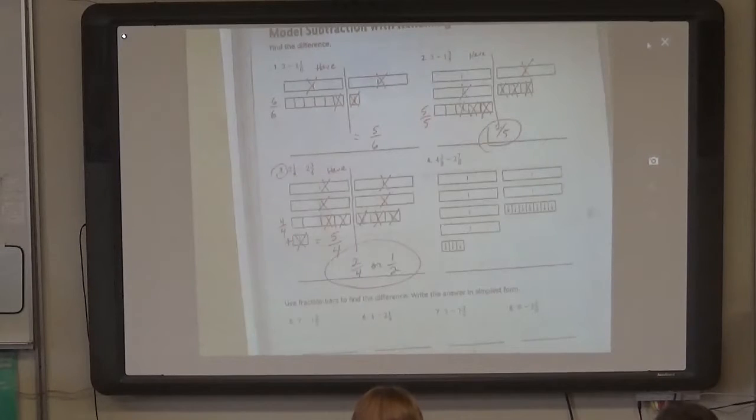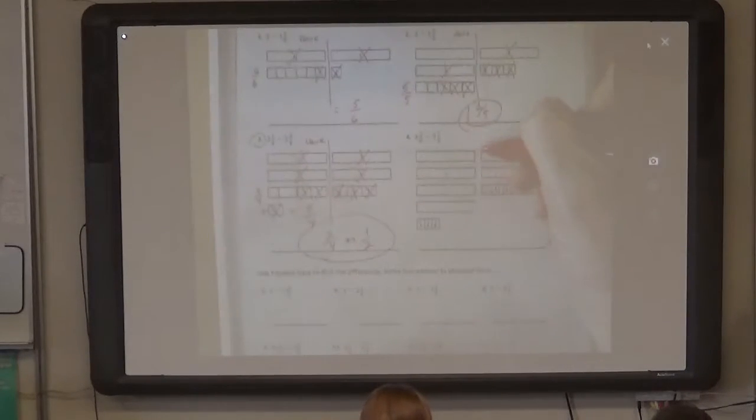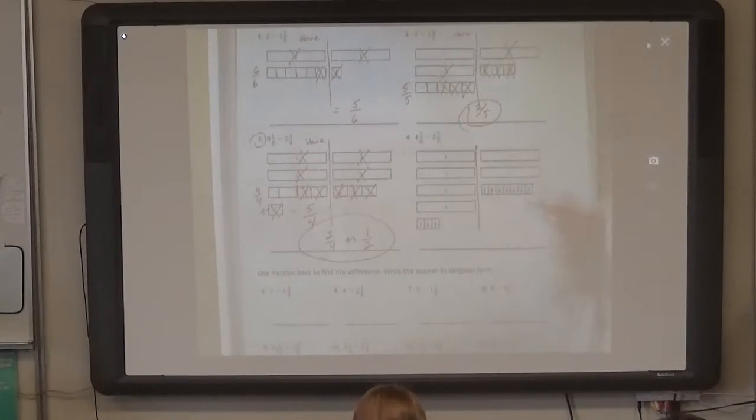Did you get one of those answers? Put it in simplest form. And do the last one. You have to cut it up into 8, so you have to draw 7 lines.